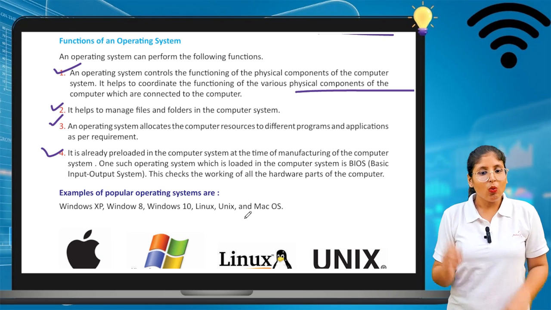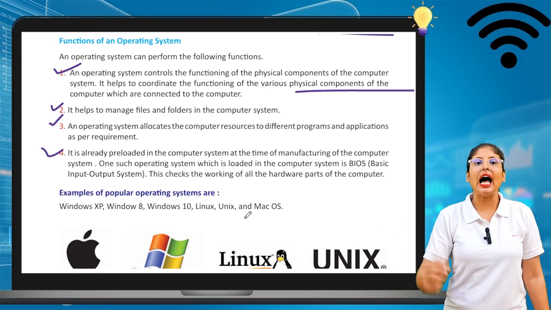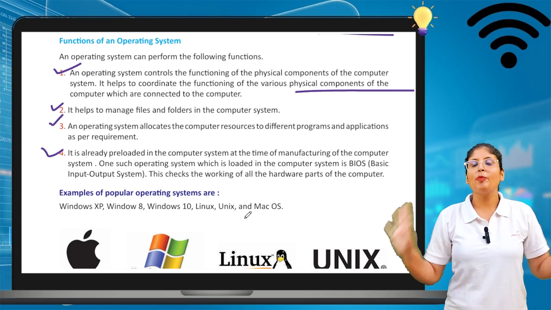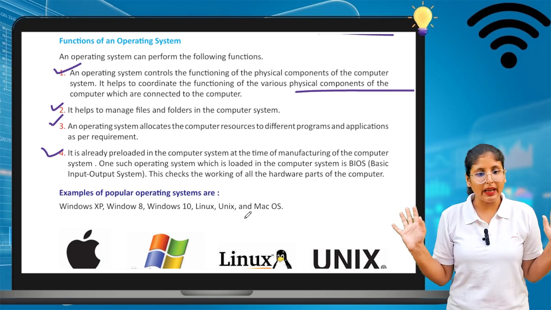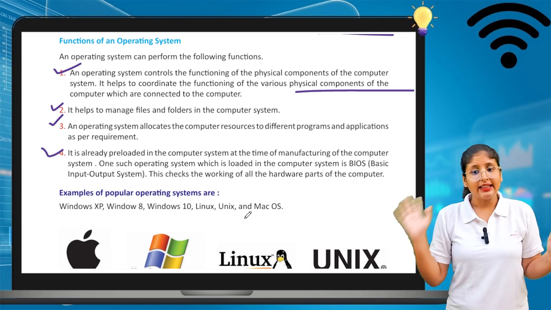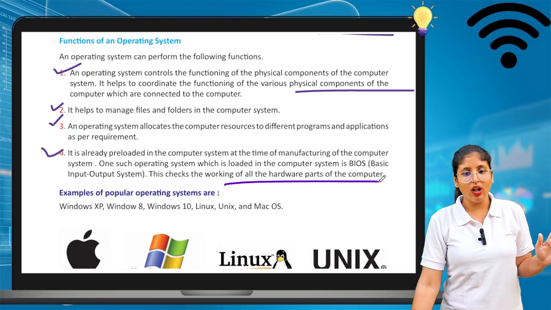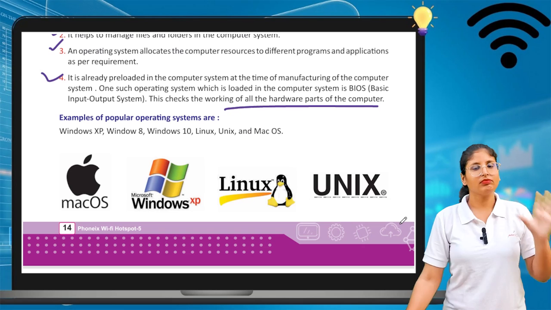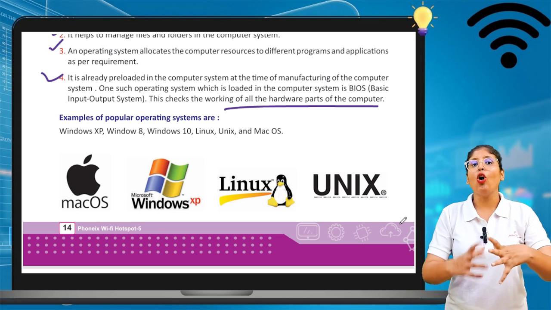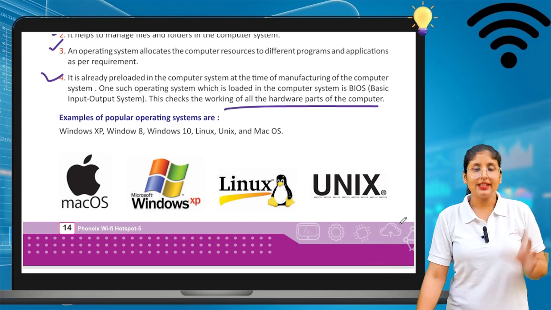One such program which is loaded in the computer system is BIOS. The rest of the operating system is preloaded. BIOS is the basic input and output system, which we already saw in the previous chapter. It checks the working of all the hardware parts of the computer. So the operating system keeps an eye that all the hardware is able to perform its duty or not. Okay, so this is the main function.